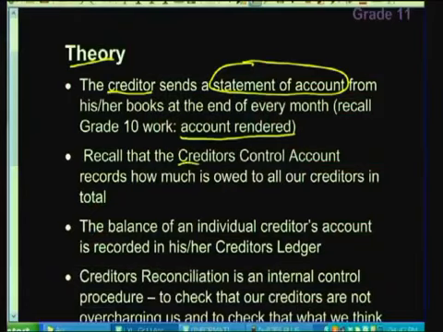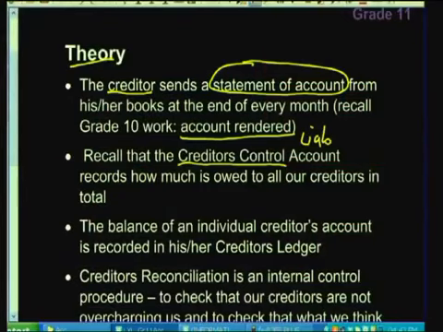So, what we need to be aware of is that we keep track of our creditors in a special account which is known as the creditors control account. I want to ask you to think for a few seconds, what type of account is a creditors control account? Is it an asset? Is it a liability? Is it an income? Is it an expense? What is it? Think carefully about it. Sure, you've got the answer by now.